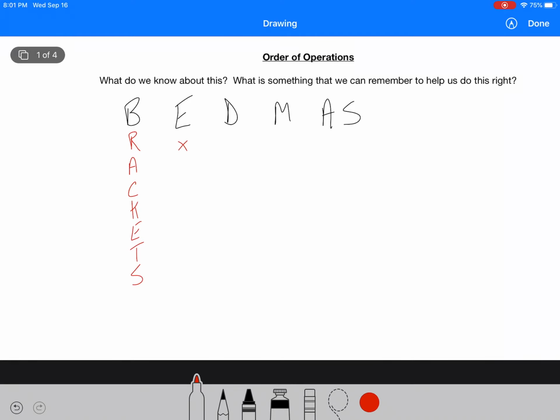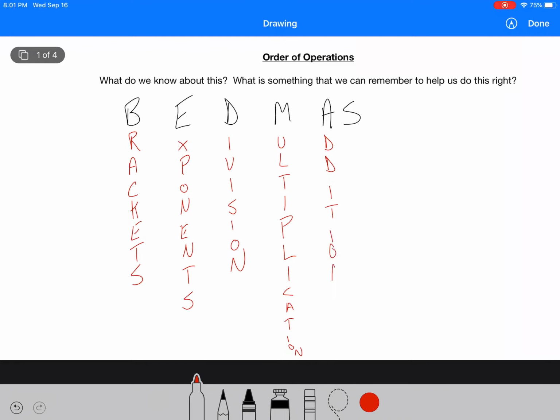Then we're going to do exponents. If there are any exponents, we want to do them before we do any division or multiplication. Now division and multiplication, we're just going to work on those left to right. Multiplication. Whoa, it's too long. There it is. And then addition and subtraction. And the same thing with those. You can work on those left to right if you're doing addition and subtraction. These two go together and these two go together.